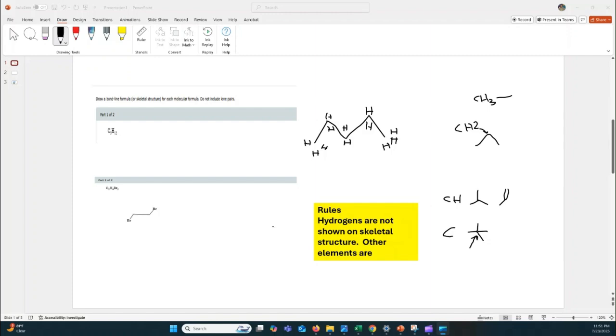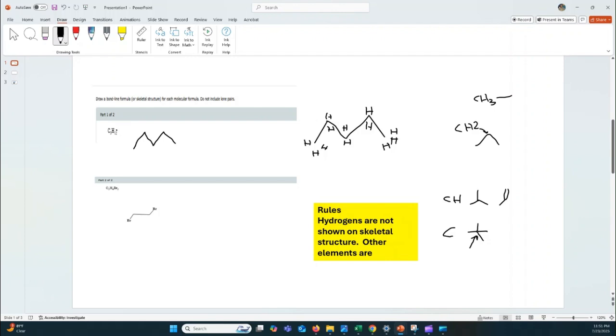So the way that I like to solve this problem is by first drawing out all my carbons. In this first problem, they're asking us to solve for C5H12. So to draw all the carbons out, I go 1, 2, 3, 4, 5. So let's count the carbons: 1, 2, 3, 4, 5.